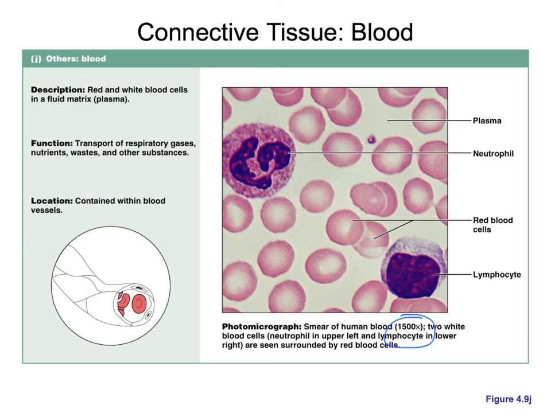Again, the plentiful pink cells are red blood cells. Anything purplish is a white blood cell, and there are several kinds of white blood cells.